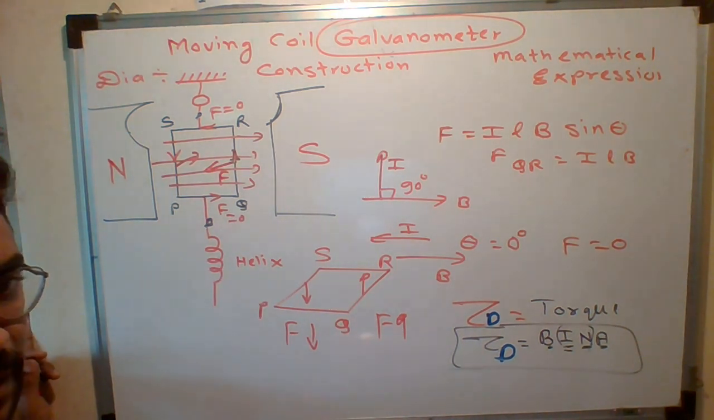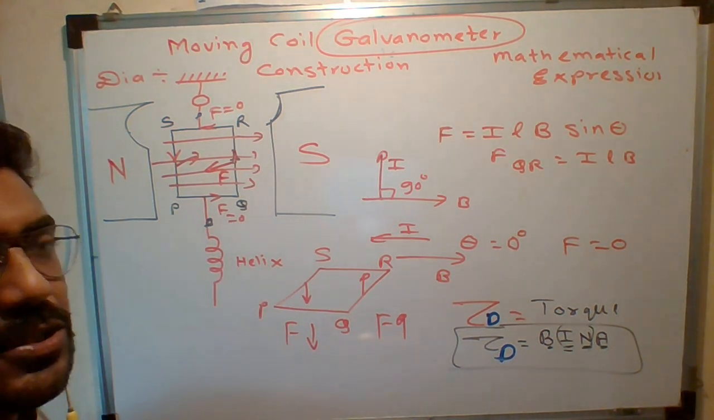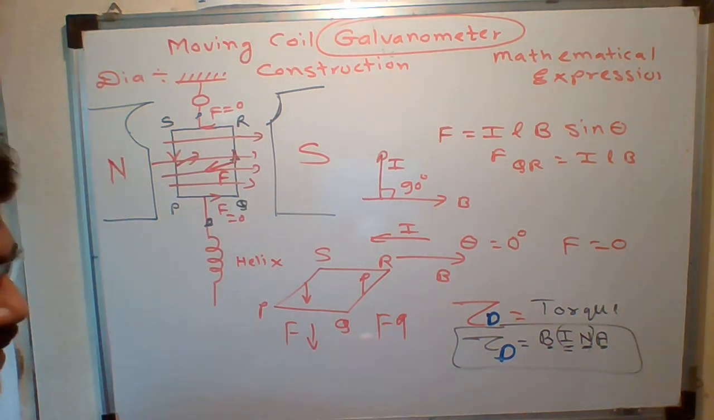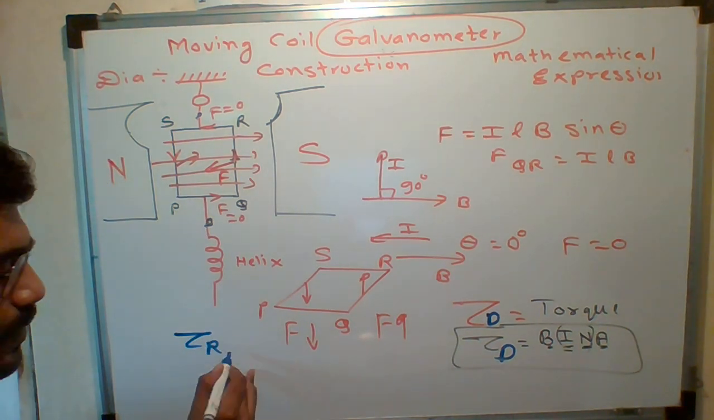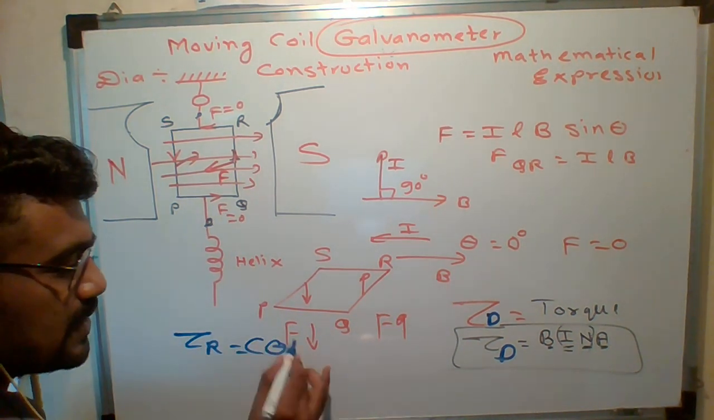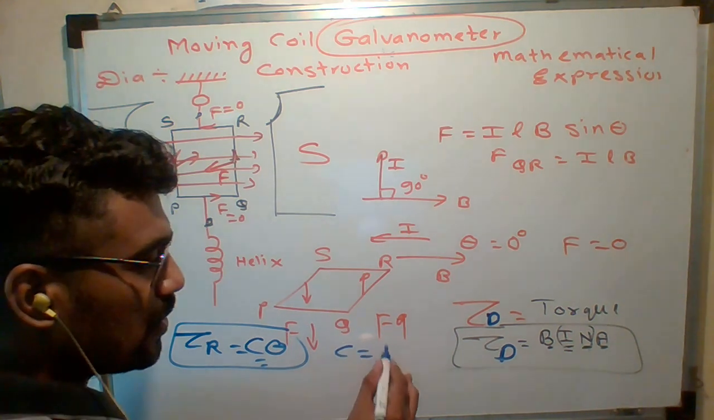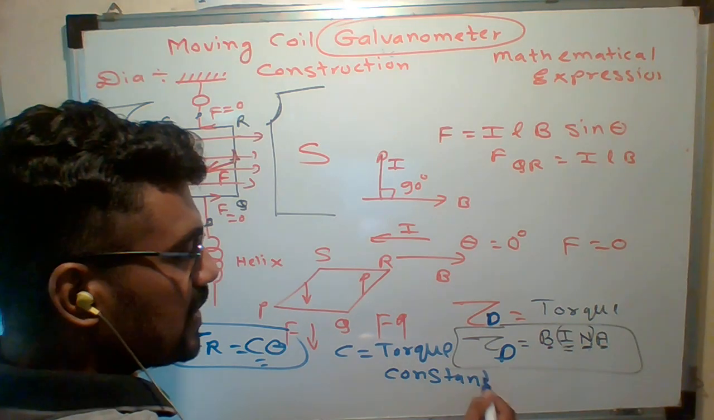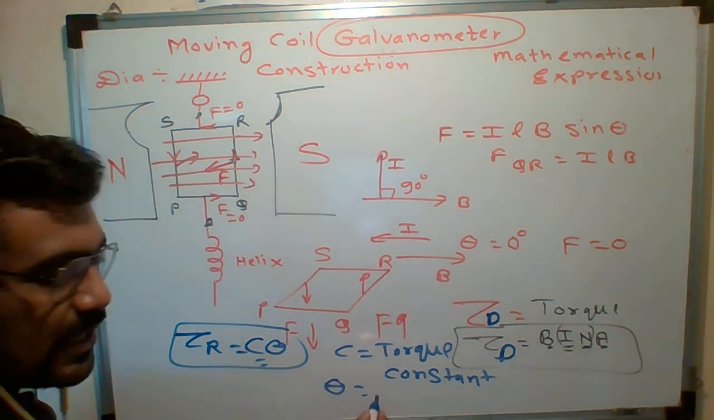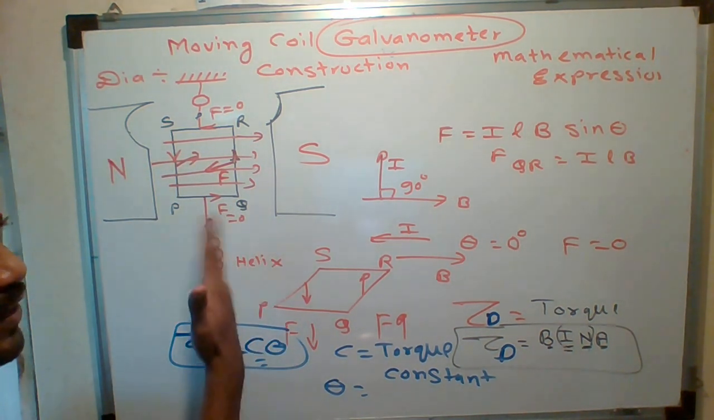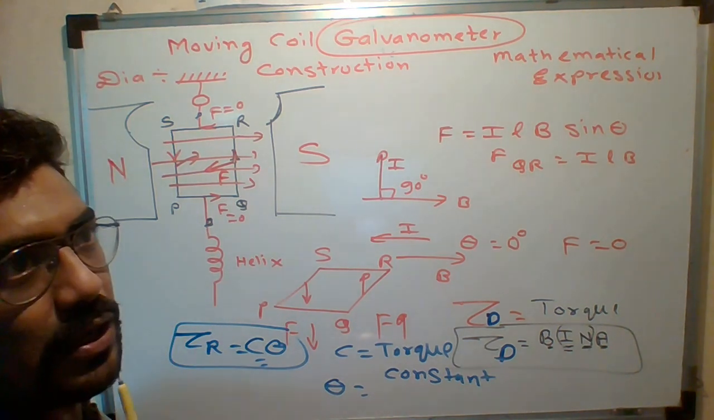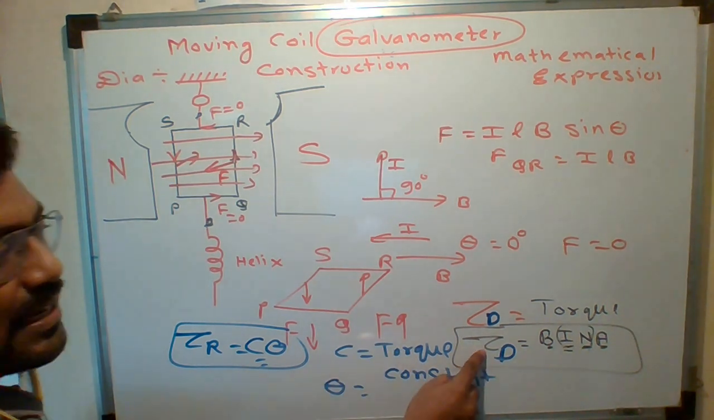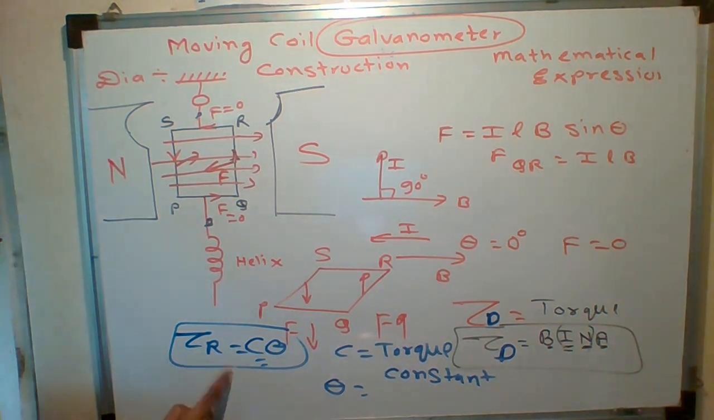Why does it come back to the original position? Because of the helix. There is something called restoring torque. This is the deflecting torque. Then an equal and opposite restoring torque will be generated, which is equal to C into theta. C stands for the torque constant, and theta means deflection. The more the deflection, the more the torque generated, as I told you. Deflecting torque is always equal to restoring torque.